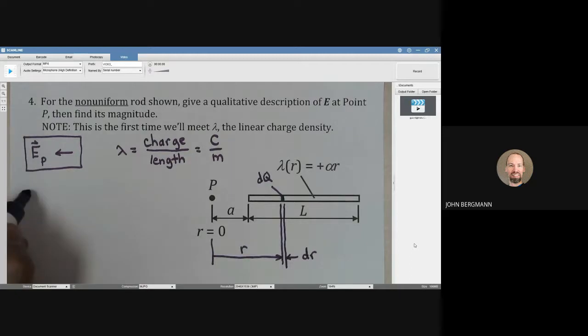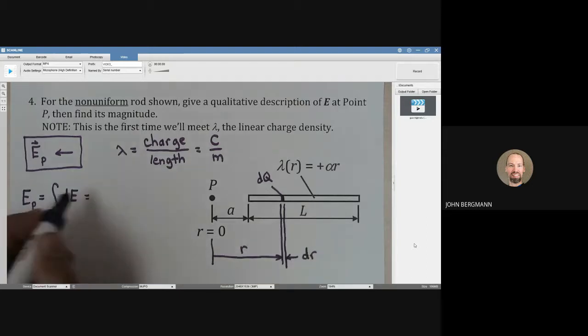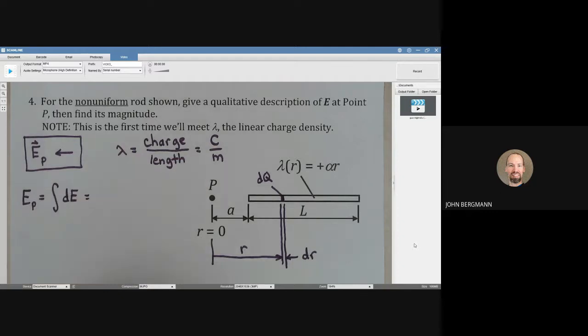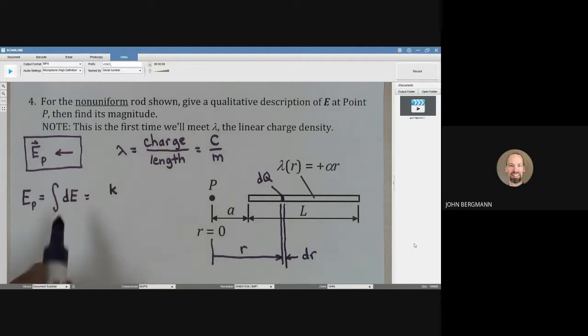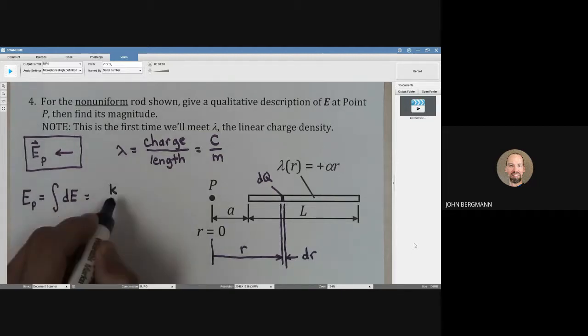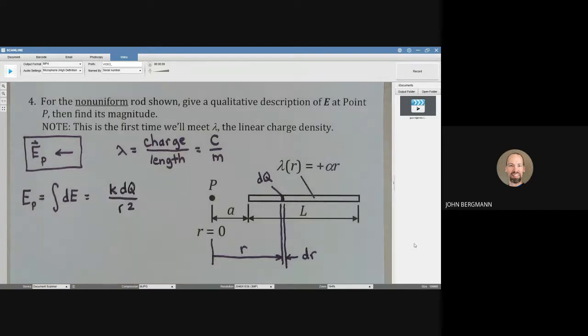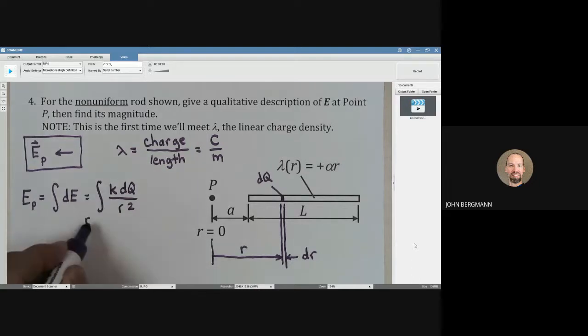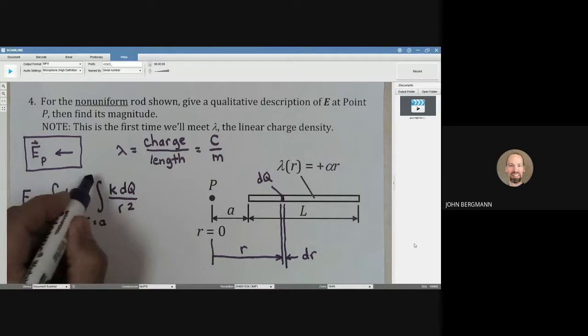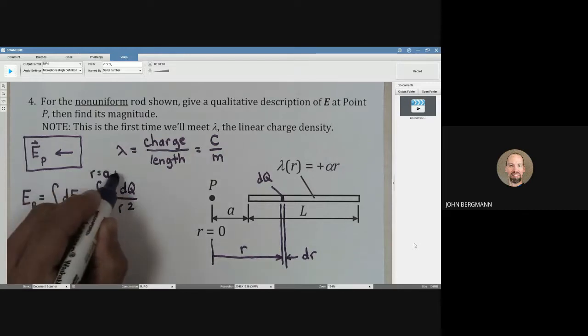So here's what we'll do. The total electric field at point P is going to be equal to the sum of all the little dEs due to all these little dQs that are a part of this rod. We've talked in the past that the electric field for a point charge is equal to kq over r squared. So to find a dE, we're going to go k dq divided by r squared. And as you can see from the picture, we need to integrate this from a value of r equals a to a value of r equals a plus L.